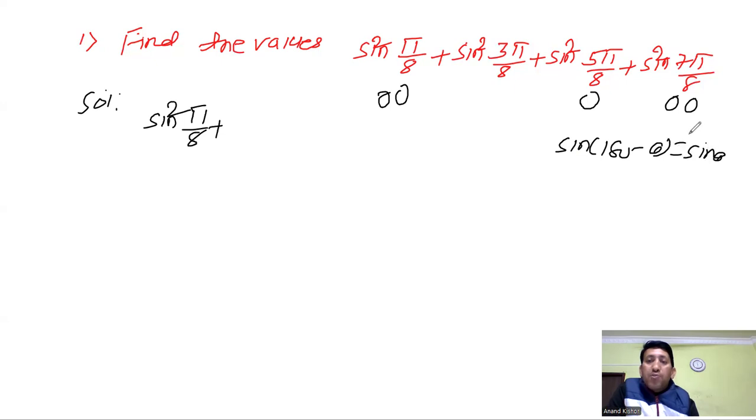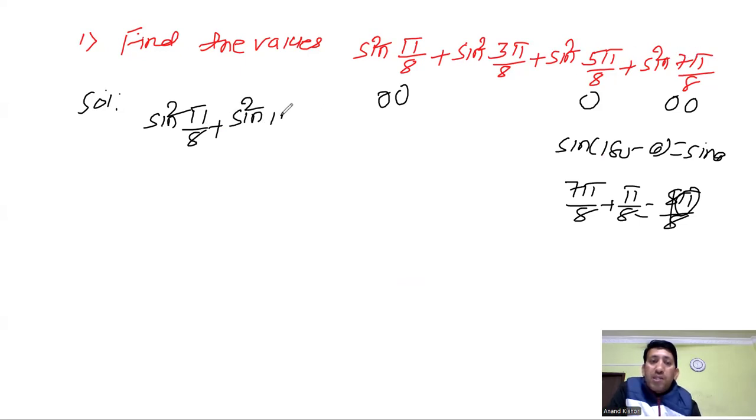sine theta. So this is 7 pi by 8 plus pi by 8. I'm writing here 7 pi by 8 plus pi by 8. The LCM denominator is the same, so we can add: 8 pi by 8, which is pi. So two angles sum to pi. If two angles are supplementary, the sine of supplementary angles is the same. So we can write sine square pi by 8, and sine square 7 pi by 8 is also equal to sine square pi by 8.